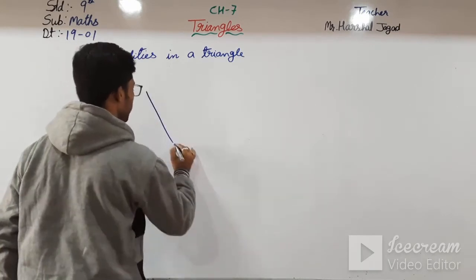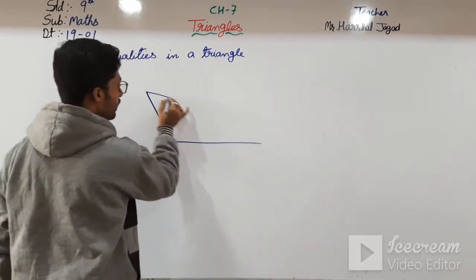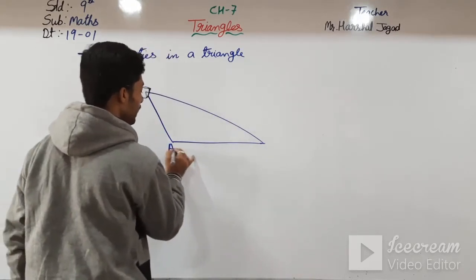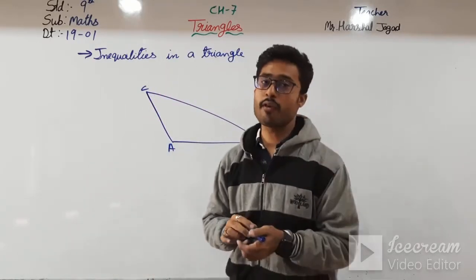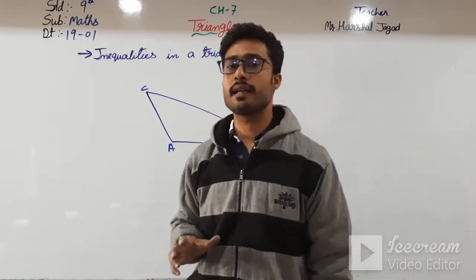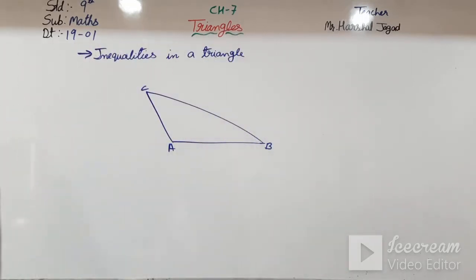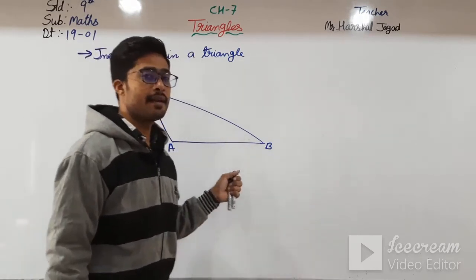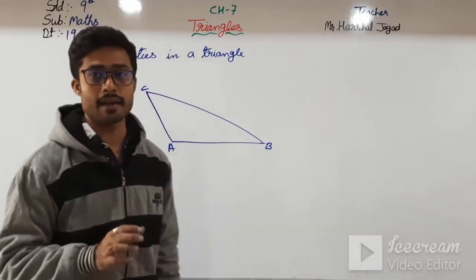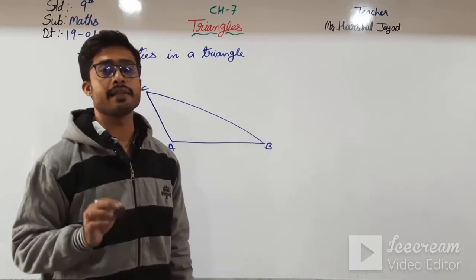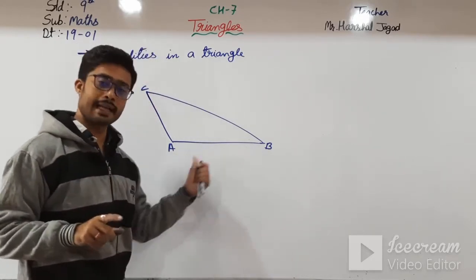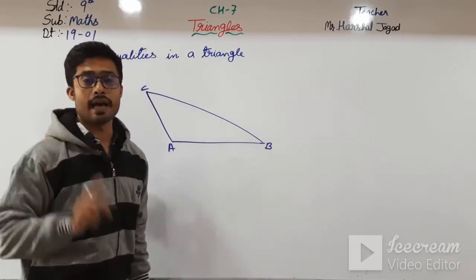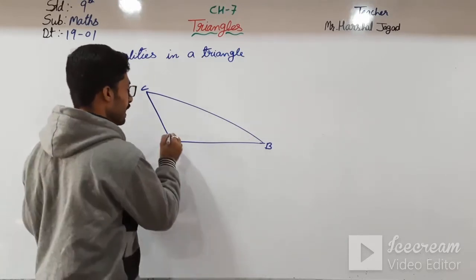So here you can see a triangle is given, that is A, B and C. Then here, in the next theorem, theorem 7.6, it can be said that the angle opposite the larger side, that is CB, the longer side, will be larger. This angle will be larger.